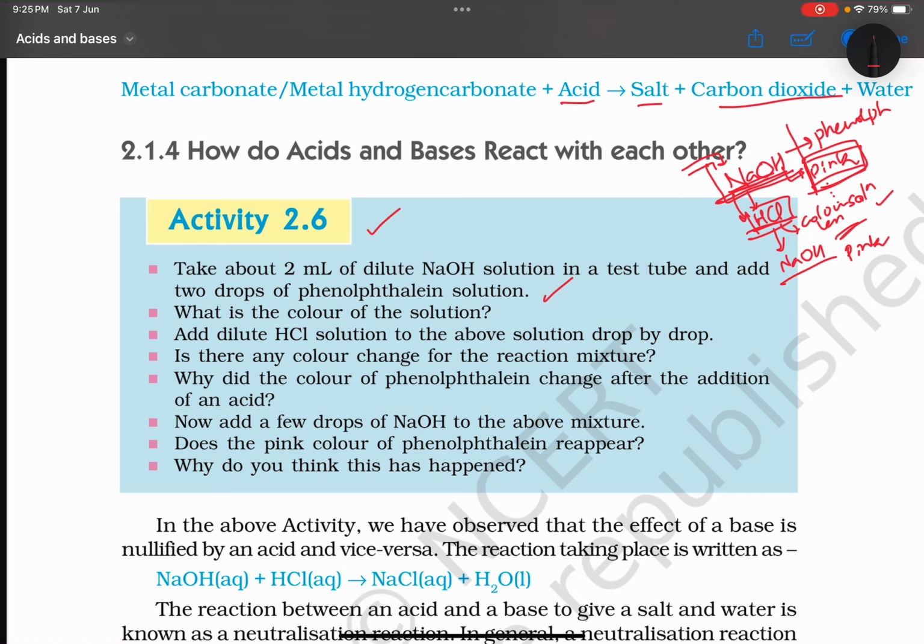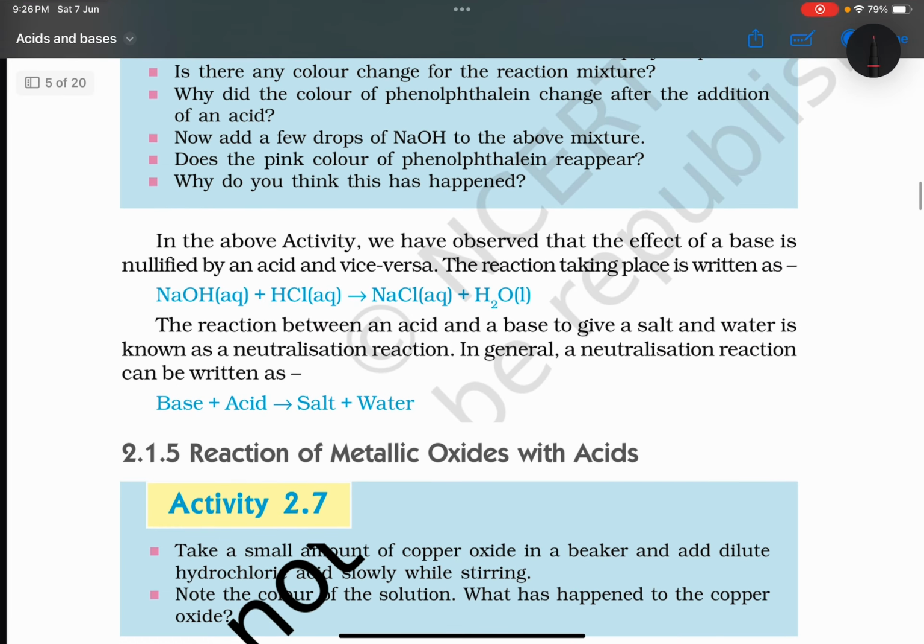Now add a few drops of NaOH to the above mixture. When you add NaOH again, the phenolphthalein pink color will definitely come. Does the pink color of the phenolphthalein reappear? Definitely it reappears. Why do you think this has happened? Because of the base again. In the above activity, we have observed that the effect of a base is nullified by an acid and vice versa. The reaction taking place is written as NaOH plus HCl gives NaCl plus water. I think all of you know this reaction.